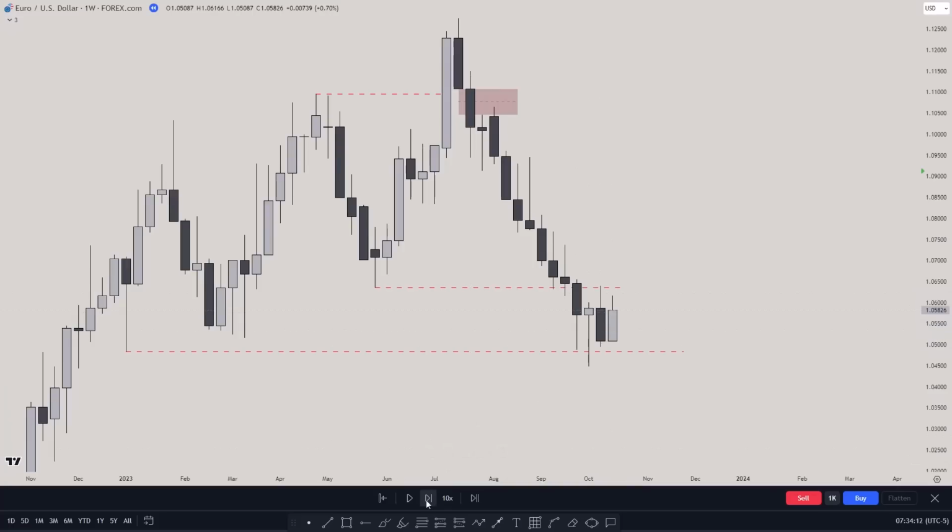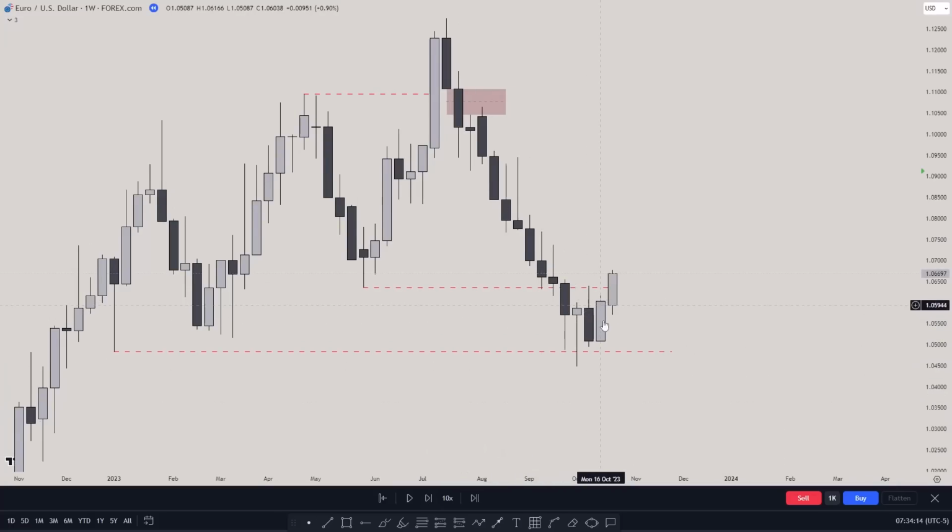I want to see another bullish candle. And this is a bullish candle, and then a breakout to the upside. So at this point, everything that I'm going to be looking at is buys. As of now, everything that I'm going to be looking at is buys.